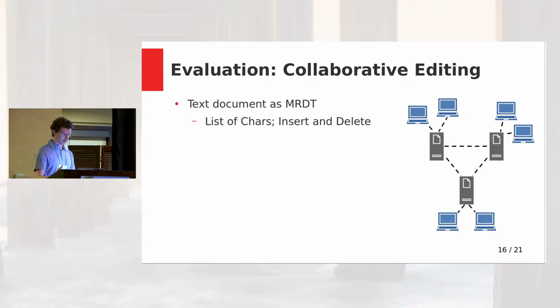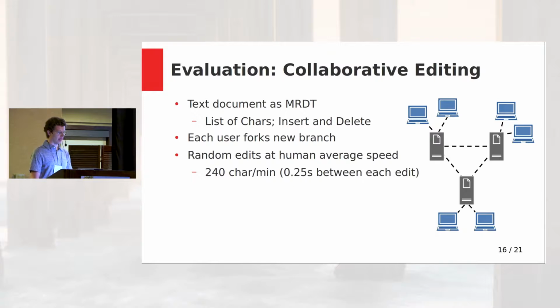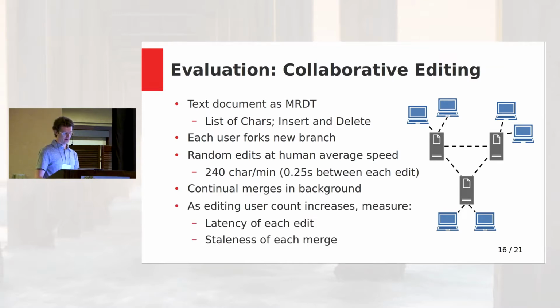To evaluate this implementation, we have simulated a collaborative editing experiment where there's a text document that is being edited by many users. Each user has their own branch that they are merging into from other users' branches. And the users are making random edits at a human average speed of 4 per second. And again, this randomness is just covering the edits. The merges are happening as they are allowed in the background.